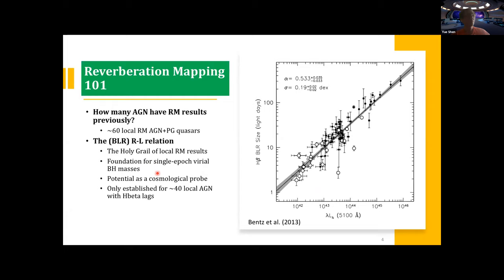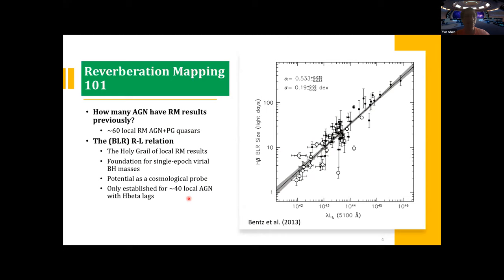Some people also argue that given the tightness of this R-L relation, it can potentially be used as a cosmological probe to measure luminosity distances for distant AGN, which are constantly variable. If you measure a lag, then you can use this relation to infer the actual luminosity. So this R-L relation has only been established for about 40 local AGN. Not all of the AGN and quasars are used in this calibration of the R-L relation from Bentz et al. And this relation is only established for the H beta lags.